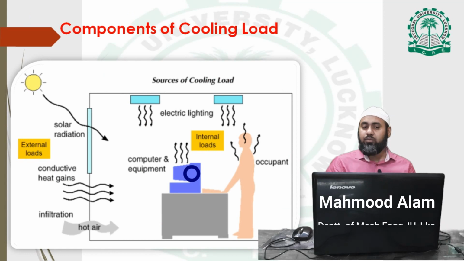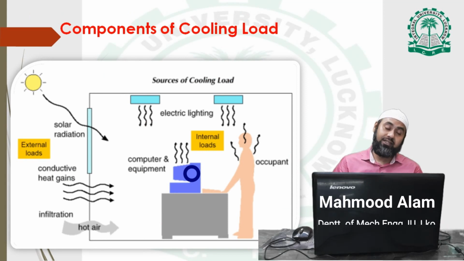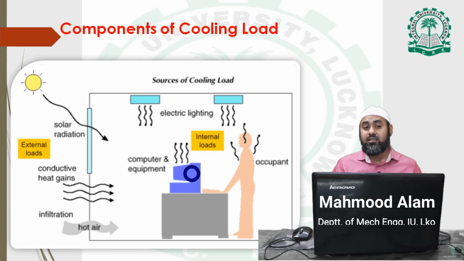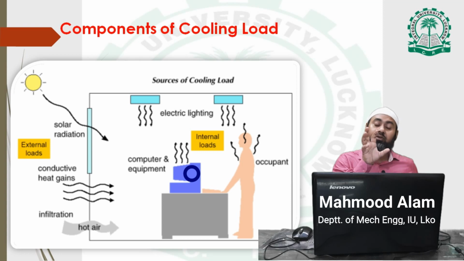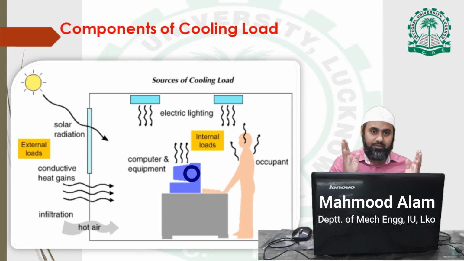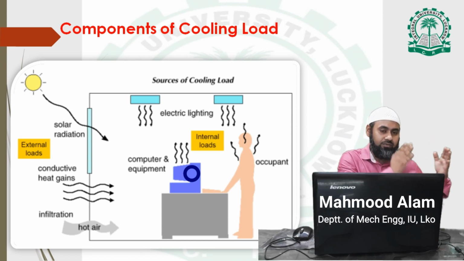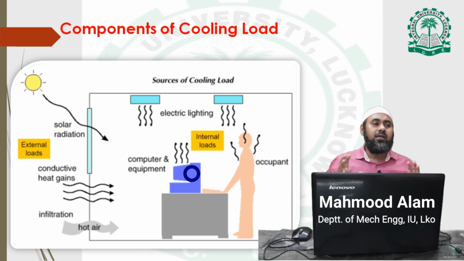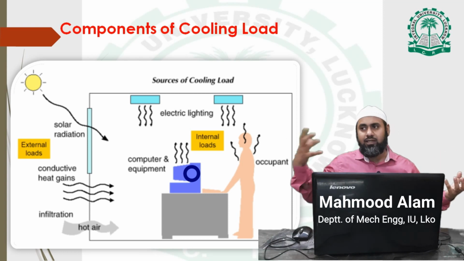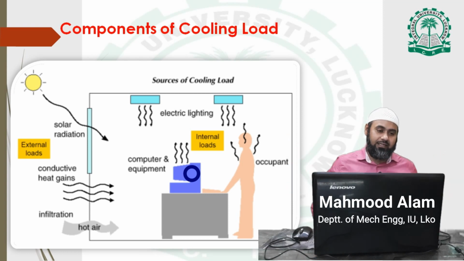Now let's see the components of cooling load. It's very important to know what the various components are. Basically, when we talk about the source or category of heat in the building, it is broadly classified into two categories: one is external loads, one is internal loads. If you talk about the heat of the building, then overall heat can be calculated by calculating the total external heat and total internal heat. What is external and internal? Let's see in the diagram.